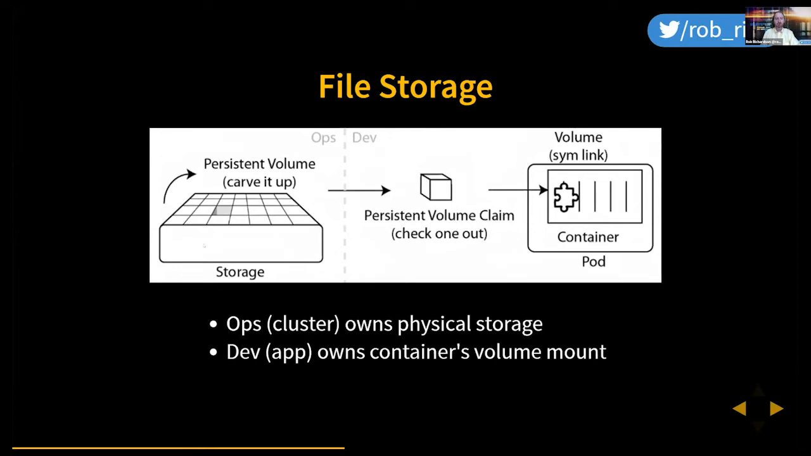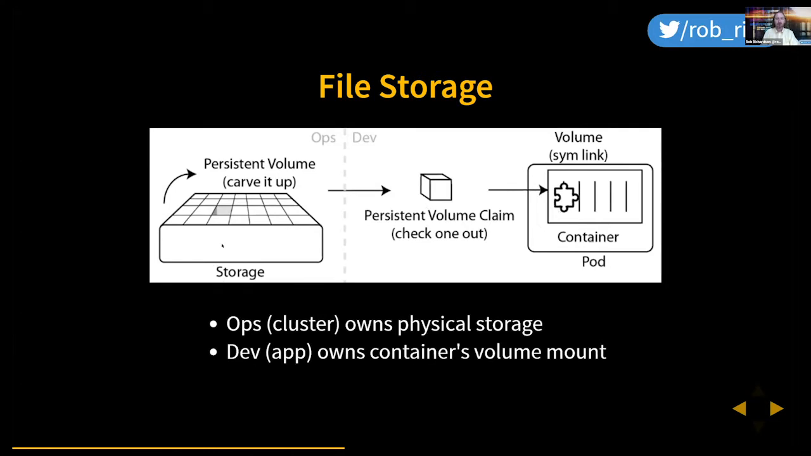So we have storage. Here's our drive, our physical medium. And let's carve it up into little volumes. We'll call these persistent volumes. I'm going to take one of these persistent volumes and I'm going to claim it. I'm going to claim this persistent volume in a persistent volume claim. And then I will map that as a puzzle piece into the container in the normal way. So the container just believes it has a file system. It knows nothing of this volume. But now I have this clean abstraction.